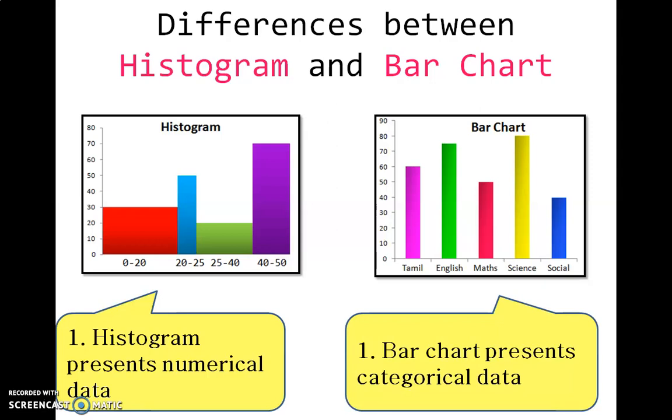In the histogram, the class intervals 0 to 20, 20 to 25, 25 to 40 and 40 to 50 present numerical data and they are taken in the x-axis. Whereas in the bar chart, categories such as names of subjects are taken in the x-axis.